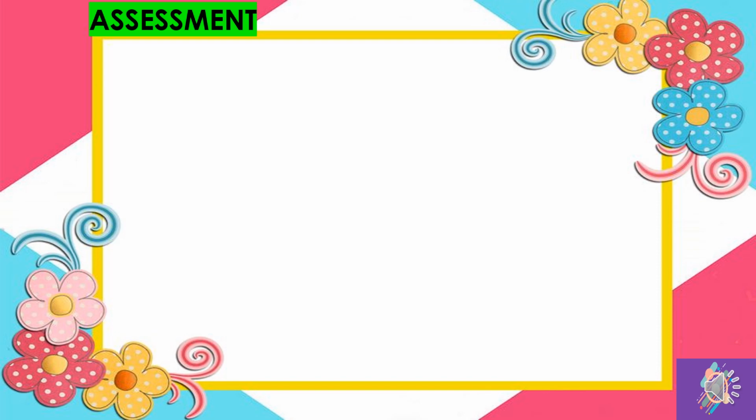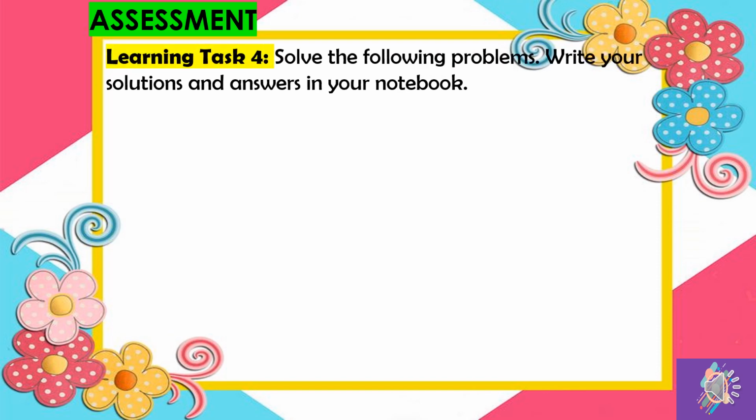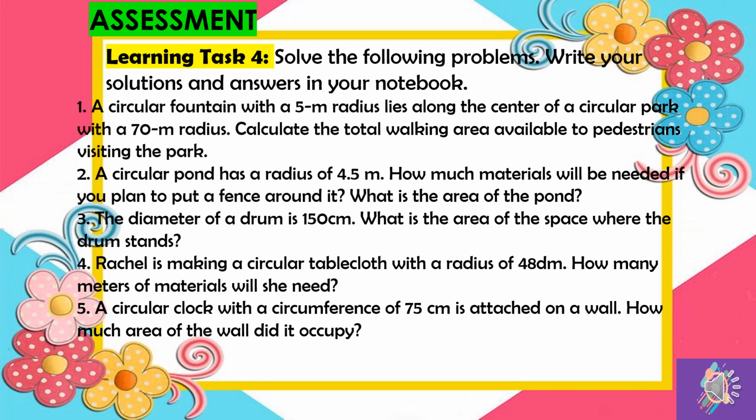Now, for the assessment, Learning Task 4, solve the following problems. Write your solutions and answers in your notebook. So here are the problems. Number 1, a circular fountain with a 5-meter radius lies along the center of a circular park with a 70 meters radius. Calculate the total walking area available to pedestrians visiting the park. Number 2, a circular pond has a radius of 4.5 meters. How much materials will be needed if you plan to put a fence around it? What is the area of the pond?